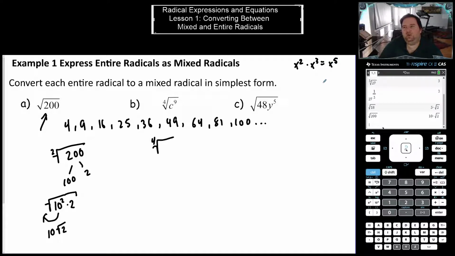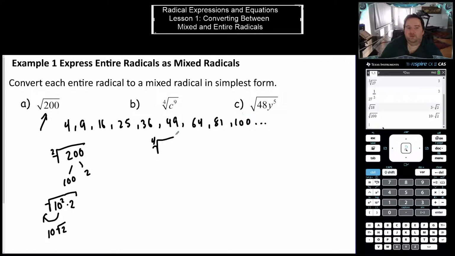How does this work? Well, when you have two variables that are the same, so we have x, and they have different exponents, when you multiply them together, the exponents add together, and 2 plus 3 is 5. So let's use this knowledge here. I'm going to erase this.